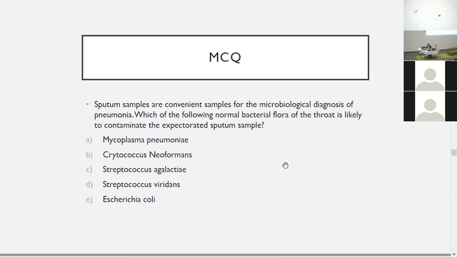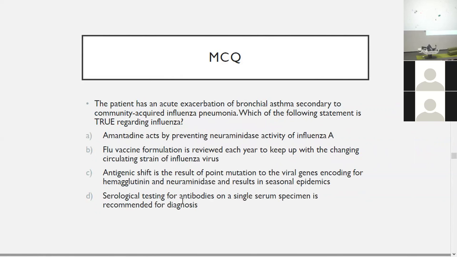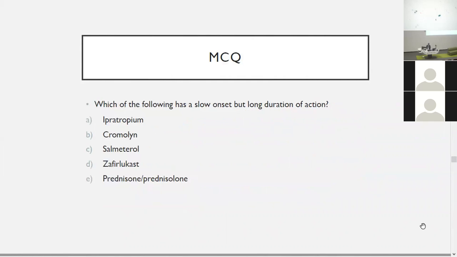MRSA in the hospital. Oh, what's the answer? Yeah, this is a bit of a long one. B, any other takers? No, just B. I think somebody was trying to say something else. No? Okay. Yeah, so the answer is B. Is that all good? Shall we keep going?